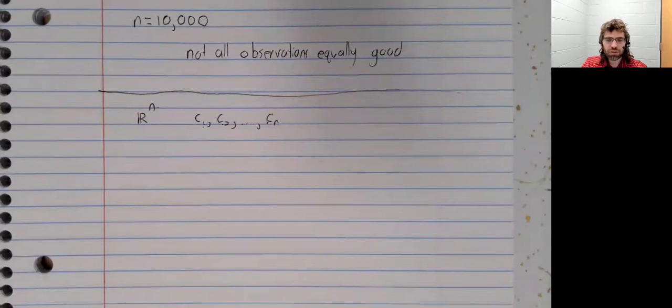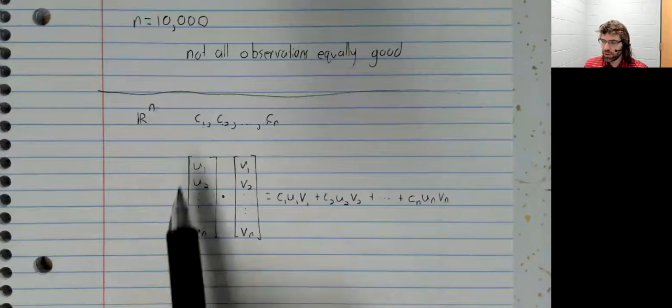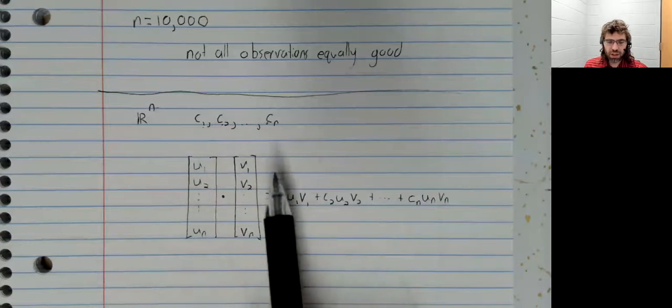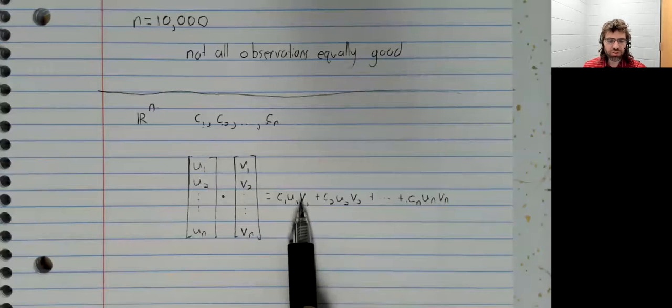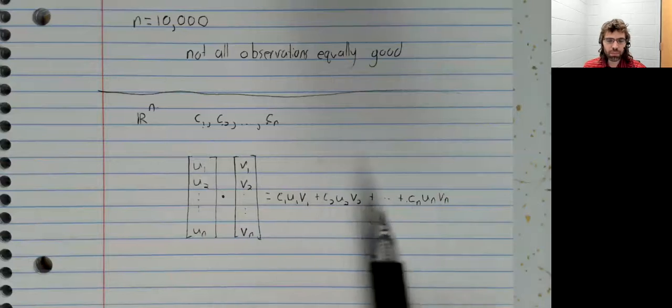And the weighted dot product is the dot product with these scalars C thrown in. And now you see what I meant when I talked about making some observations more or less important. If we let Cn be one, let's say, whereas we let C1 be 0.0001, then this U1 and this V1 are having much less of an effect on this sum than this Un and Vn are.